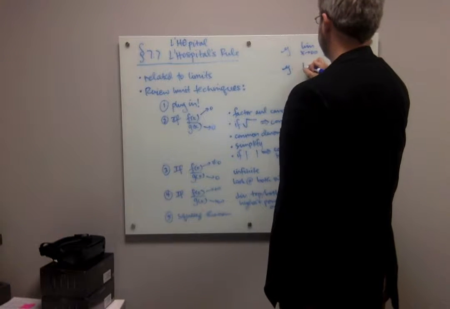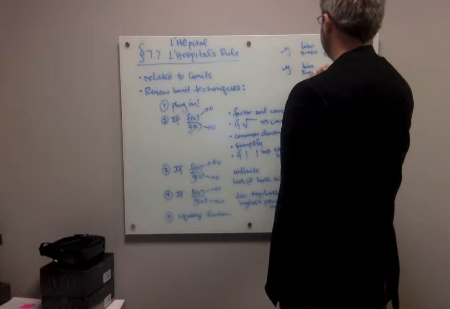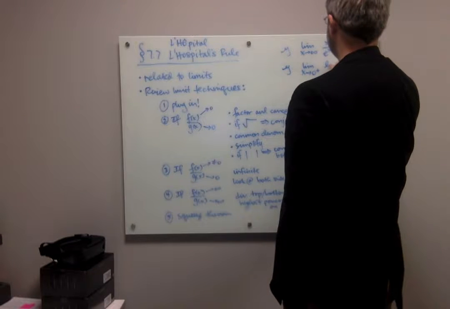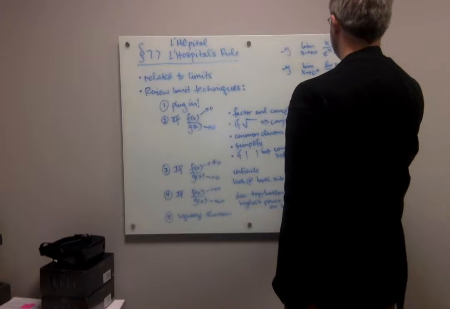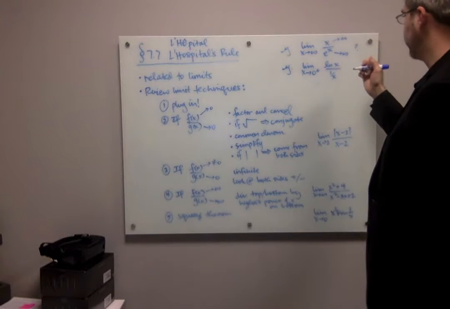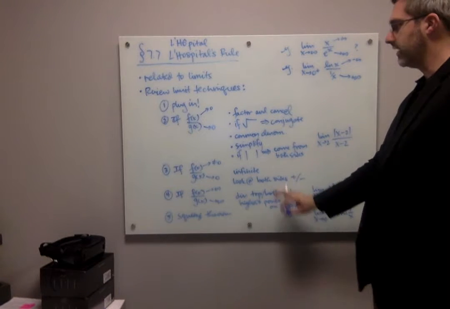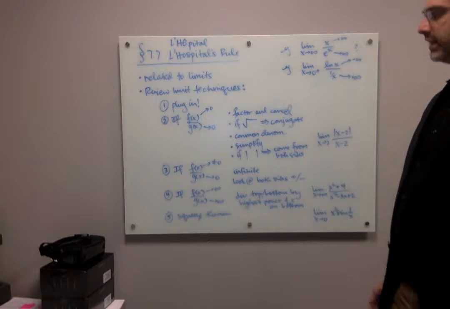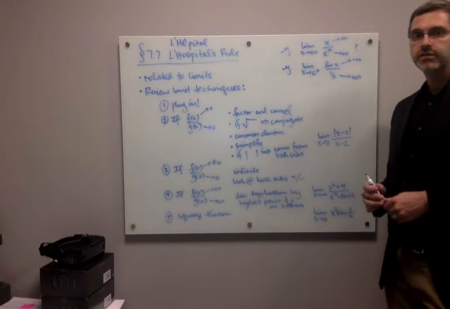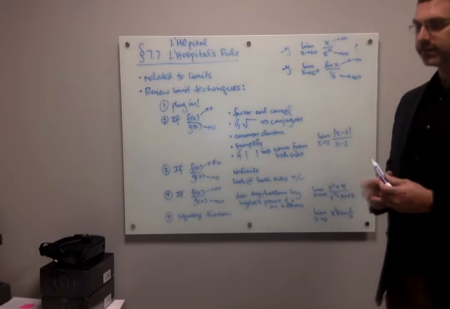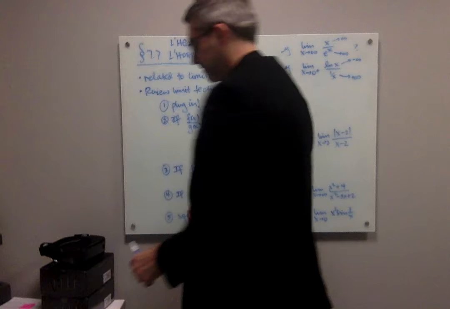Another similar example would be the limit as x goes to 0 from the right of natural log of x over 1 over x. Both of these, this thing goes to negative infinity, this thing goes to positive infinity, but again, these techniques don't apply. So we need something that's going to help us, that's going to make things better.